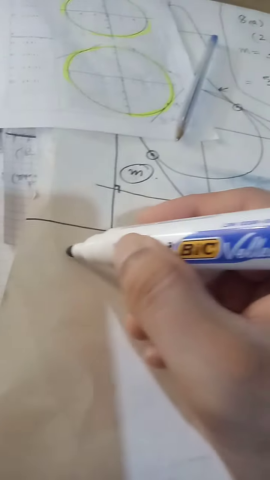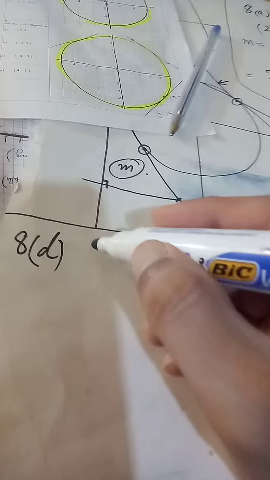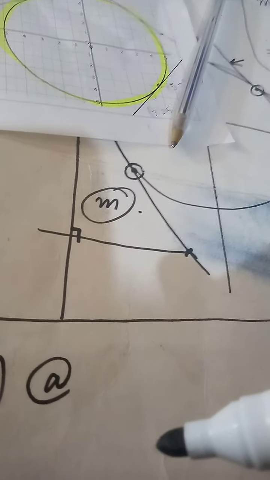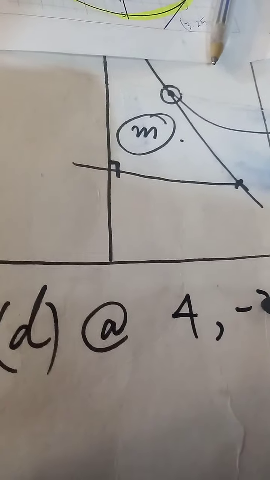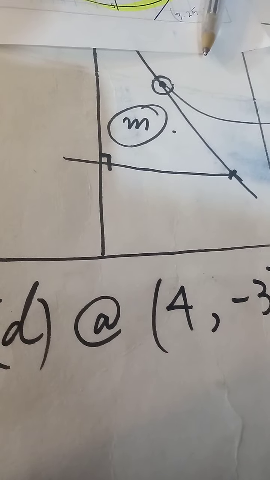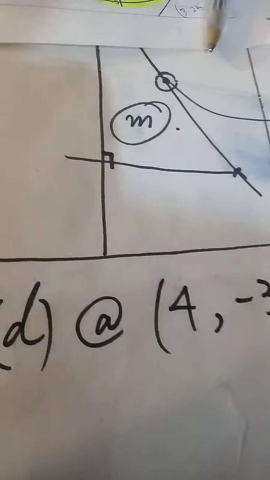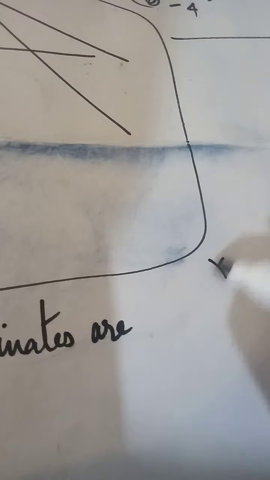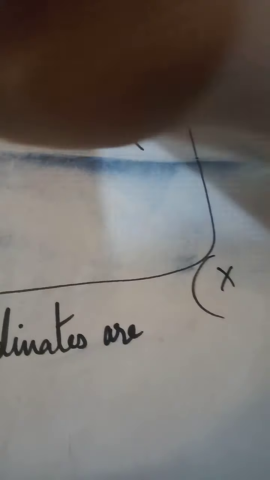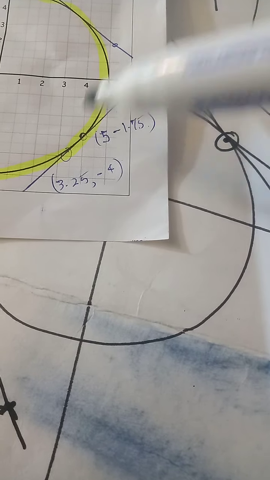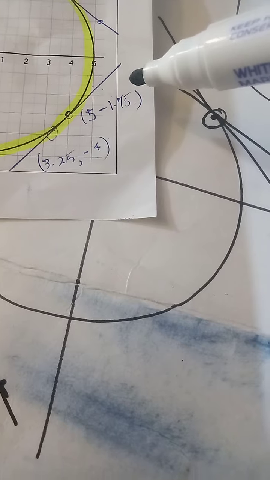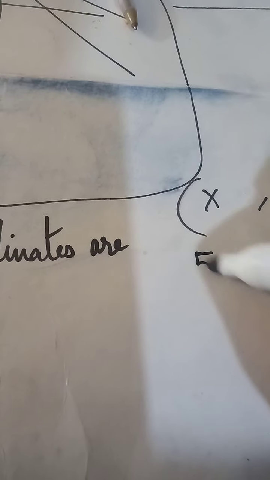So for D, at 4 and minus 3, the coordinates are, first one, 5 and minus 1.75.